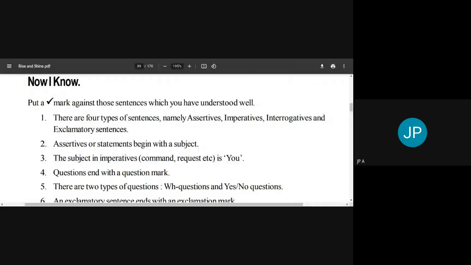For example, suppose I say, I know English. How do I create the negative of this sentence? How can I create the negative of this sentence? അവിടെ എനിക്ക് വെറുതെ നോട്ട് ആഡ് ചെയ്യാൻ പറ്റുമോ? വെറുതെ നോട്ട് ആഡ് ചെയ്താൽ മതിയോ?